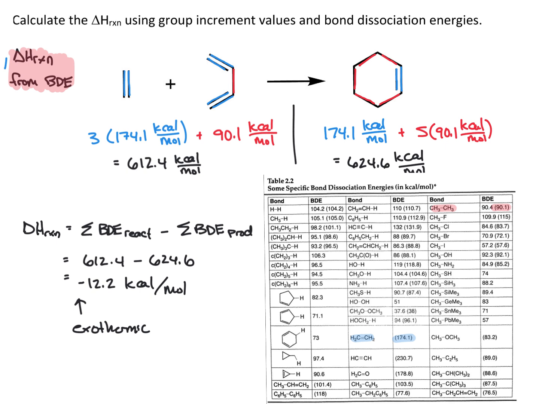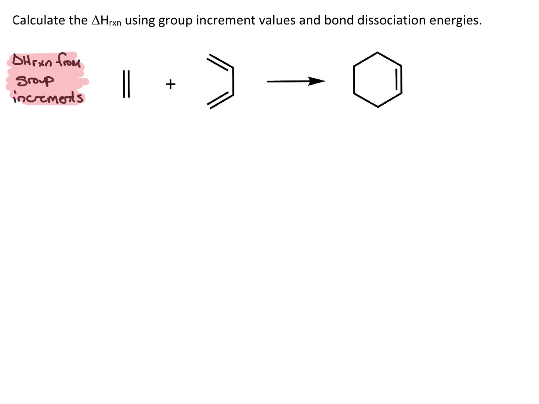Again, you might get slightly different values here depending on the table that you use, also how carefully you consider each of the bonds that you're breaking. Now we're going to do the calculation using group increment values, which should be a more accurate calculation. And with this, just to help us out, what I'm going to do first is draw in all of the hydrogen, because we do care about connectivity when we're thinking about the group increment values.